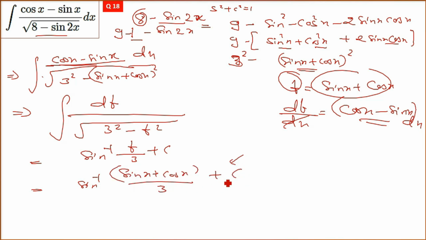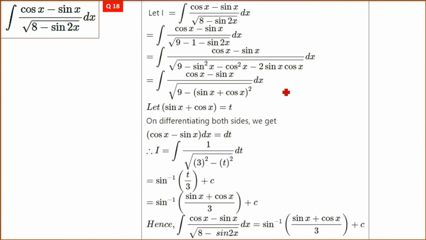That's your final result. The only effort is that previous question was under root sin 2x. This is 8 minus sin 2x. So how we can get a 9 so that we get 3 square minus something. So this is your final result. I hope you'll be able to do this in examination in a proper way.